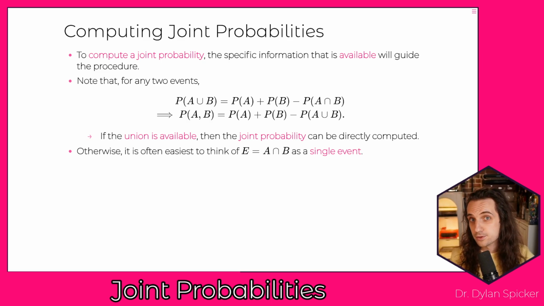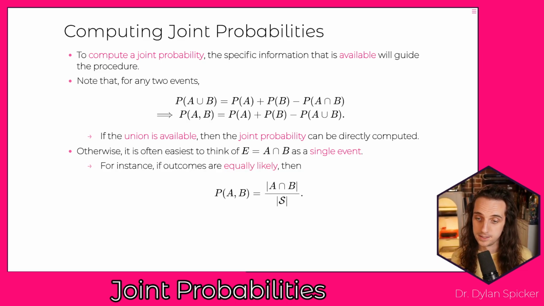Now, otherwise, it's often going to be easiest for us to just think about the intersection of A and B as a single event in itself, right? So we take some new event, which we'll call E, we define that to be A intersect B, and then suddenly our joint probability up here is actually just a marginal probability of E. And then we can use the same types of arguments we've used for marginal probabilities.